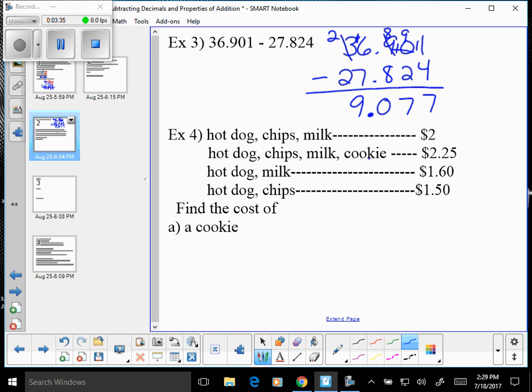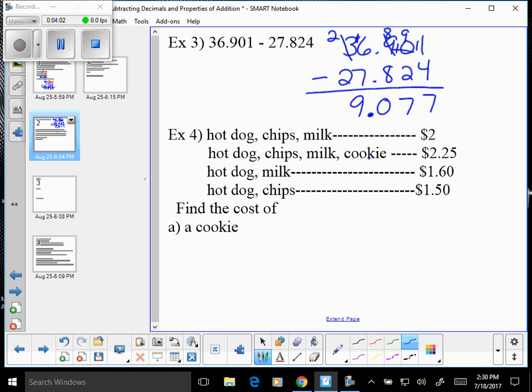One of the places where I can use addition and subtraction of decimals is in working with something like a menu, where they give you menu choices, but there's no way here for me to say, well, what if I only want a cookie? Yes, I can get a hot dog, chips, milk, hot dog, chips, milk, cookie, hot dog, milk, hot dog, chips, but what if I just want to buy a cookie? How would you figure out the cost?